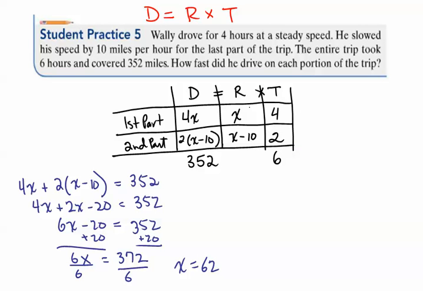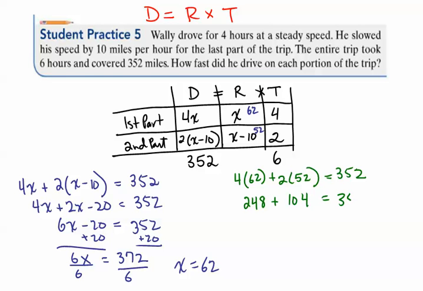And so let's write that in there. And if the second part was 10 miles per hour less, then that should be 52. So let's go ahead and check our results to see if we got it right. 4 hours at 62 miles per hour plus 2 hours at 52 miles per hour. We want to know if that adds up to a total of 352. 4 times 62 is going to be 248, and 2 times 52 is 104, and that does indeed equal 352.